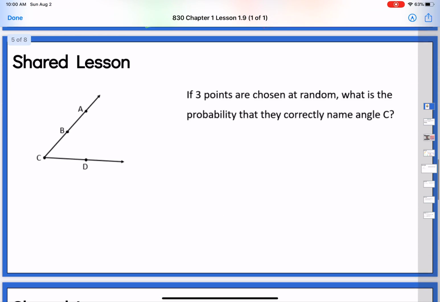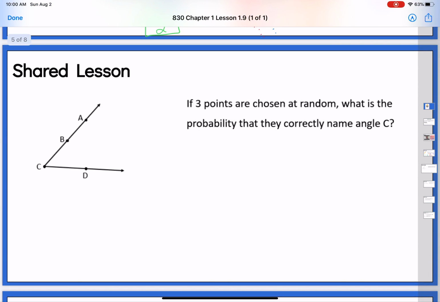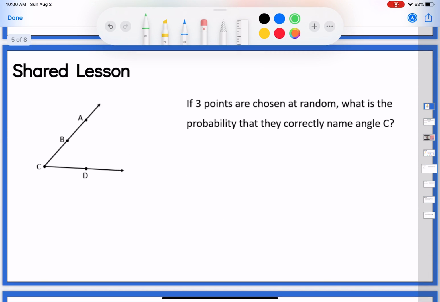All right, so here is the same picture, exactly the same thing happening, except this time I have 3 points that are chosen at random. And what is the probability that they correctly name angle C? So again, I'm going for probability here. It's my fraction. Now they need to correctly name angle C, but I have to use 3 points. So just saying C doesn't work. So let's see if we can figure out our ways of naming the good possibilities, right?